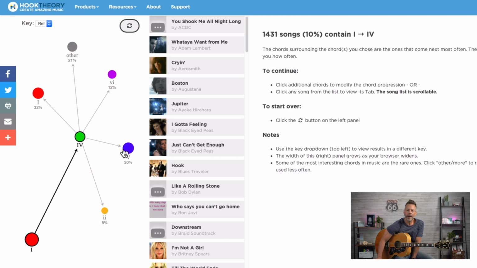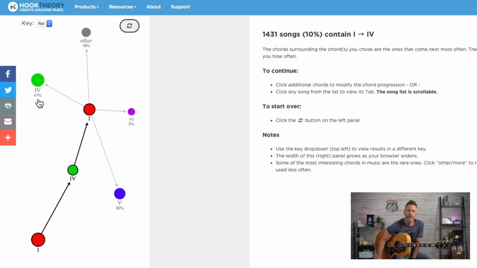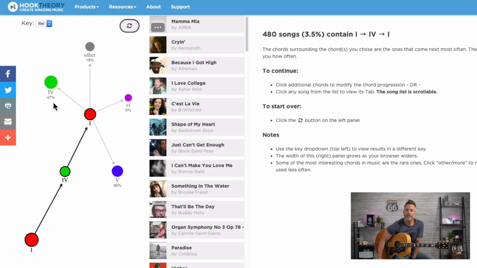Okay, so our next chord would be a 5 chord, 30% or 32% chance it's gonna go back to the 1 chord. Interesting, let's try it. Let's go to the 1 chord, and now what's next, okay? 47%, am I reading that right? It's gonna go back to the 4 chord, huh? Or we could go to the 5 chord. Nonetheless, you get to choose.